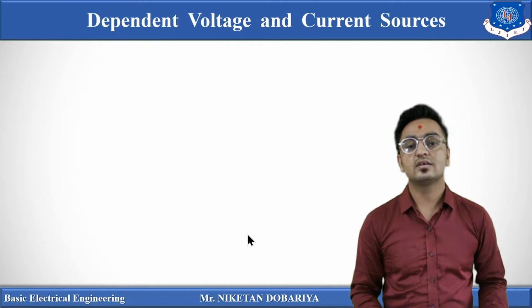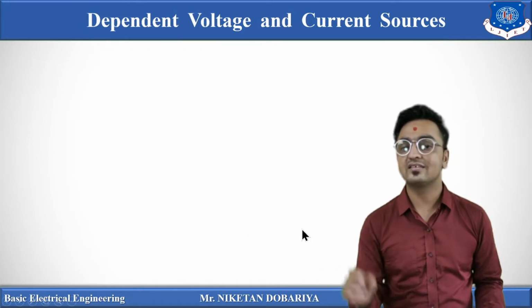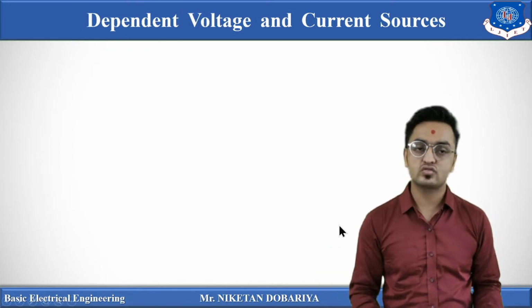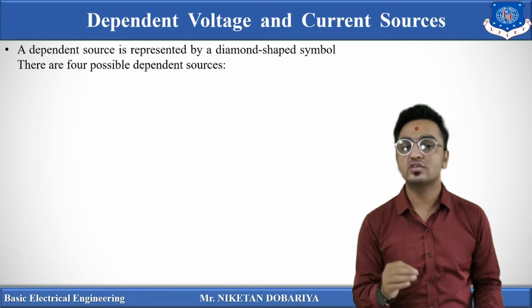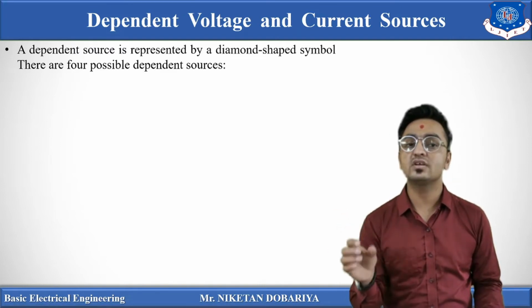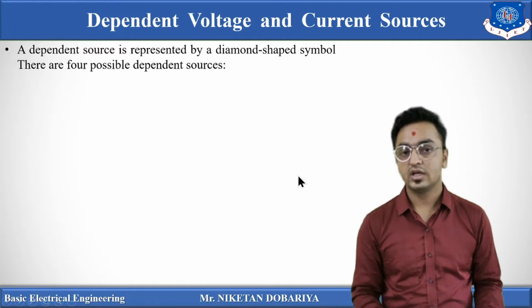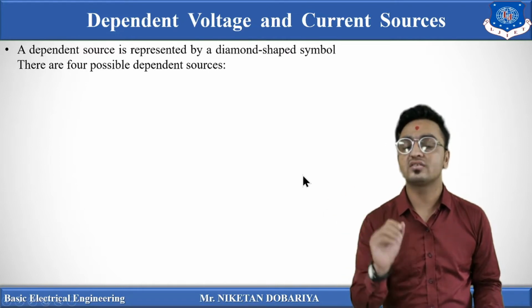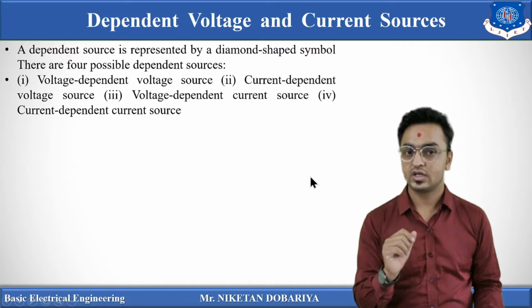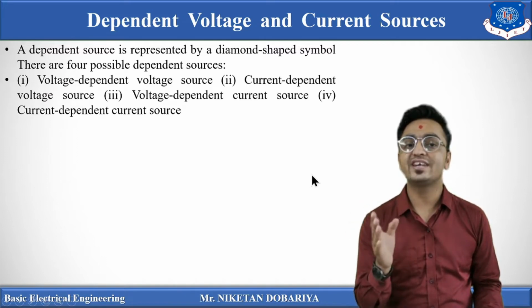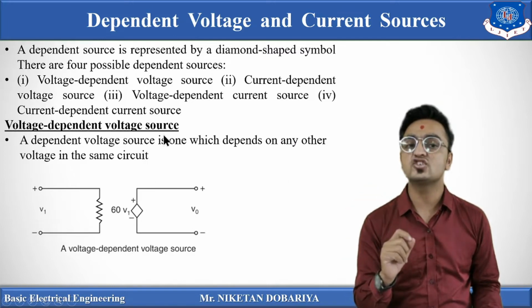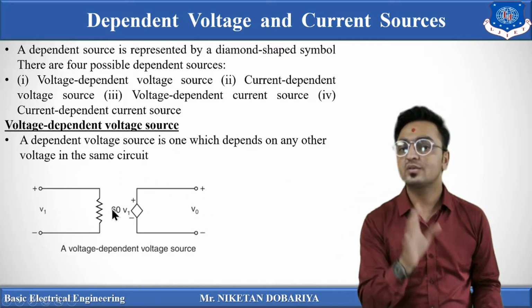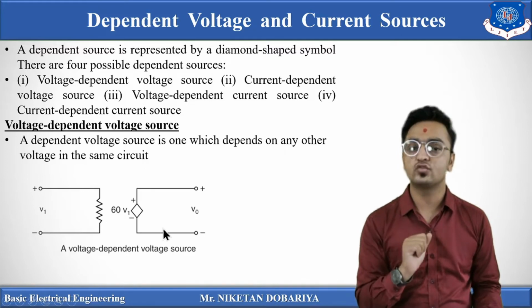Now let's move toward the next topic, dependent voltage sources and current sources. First of all, a dependent source is represented by a diamond shaped symbol, and there are four possible dependent sources. The first one is the voltage dependent voltage source. So let's discuss it. This is the symbol of a voltage dependent voltage source.